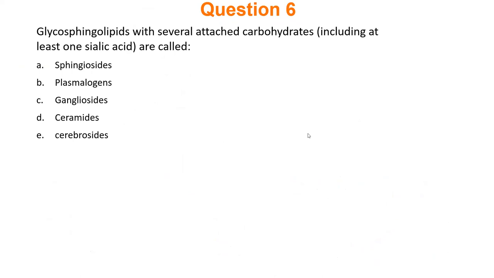But tell me, if you have a glycosphingolipid that has a lot of sugars on it, and one of those sugars is a sialic acid, what is that class of molecule called? It's going to take a minute, because like I said, I just said the name about 10 times. So hopefully you can get that one.